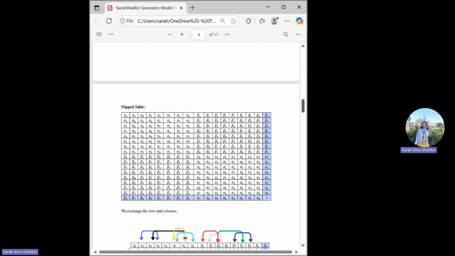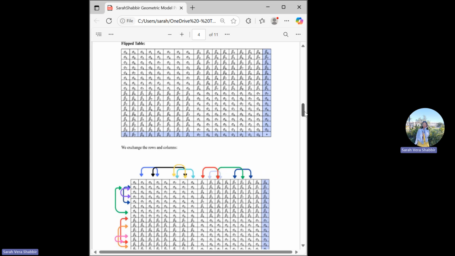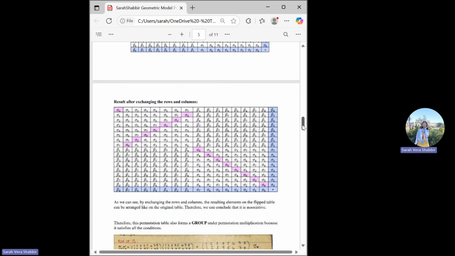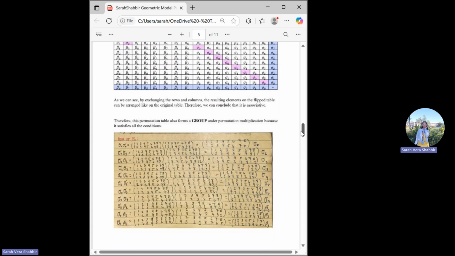Check the associativity. We need to flip the table, and when we exchange the rows and columns, we can see that the resulting elements on the flipped table can be arranged like on the original table. Therefore, we can conclude that it is associative. Therefore, this permutation table also forms a group under permutation multiplication because it satisfies all the conditions.